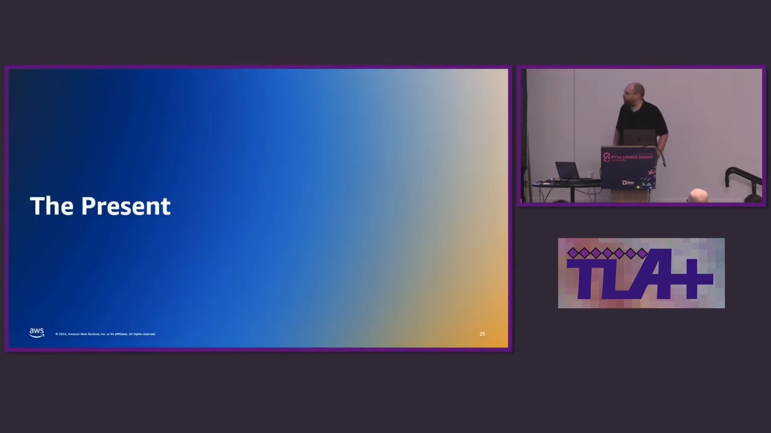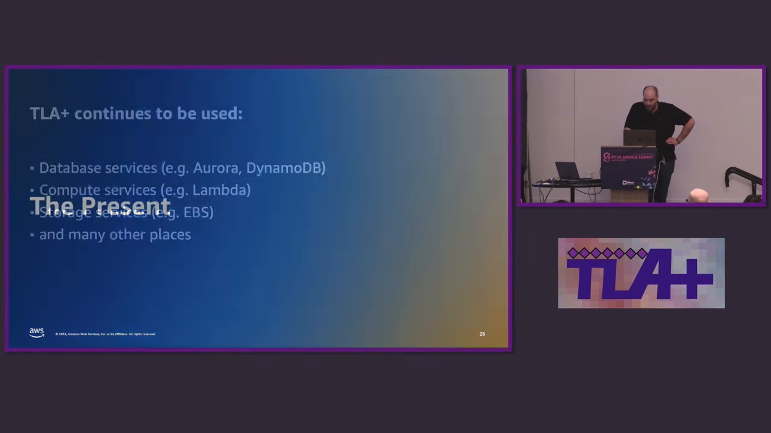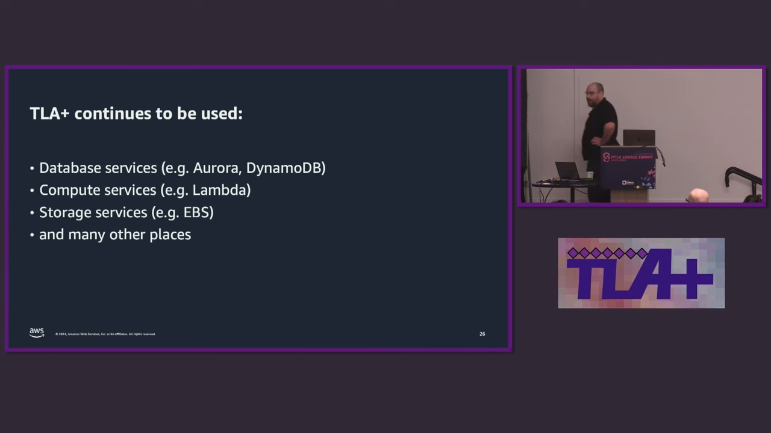We can move on to talk about the present. So we wrote that paper in 2015, which incredibly was an entire decade ago. It's kind of terrifying. And so what has changed since then? Well, we continue to use TLA Plus quite heavily across AWS, and our practice has become a lot wider, but we are still using TLA Plus in our database services organization, including Aurora and DynamoDB, on our compute services, including Lambda, our serverless compute service, in our storage services like EBS, and in many other places in AWS. And it continues to be a core enabling technology that allows us to build efficient, high-performance distributed systems.